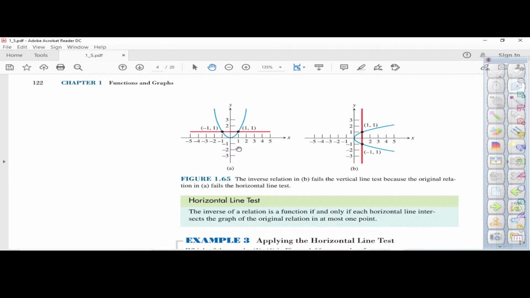Does anybody know what you used to figure this out? How did you know it's a function or not? You must have tested it somewhere, somehow. That's true. The vertical line test tells you this is a function here.